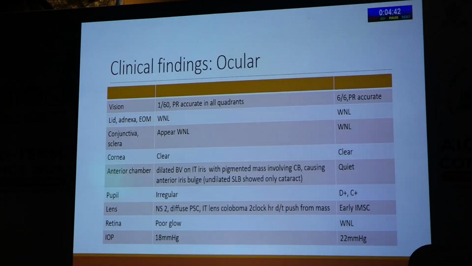On ocular findings, she had dilated blood vessels over the inferotemporal iris with a pigmented mass involving the ciliary body, causing an anterior iris bulge. She also had an irregular pupil and NS2 with reduced PSC. Inferotemporal lens coloboma was noted. Her vision was 1/60 while the other eye was absolutely normal.